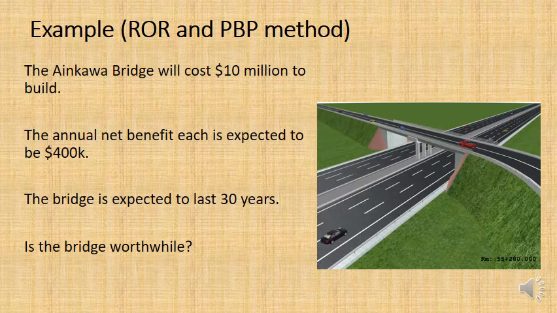So here's an example of the rate of return and the payback period method. We're looking at exactly the same example, the Ainkawa Bridge again. It's going to cost $10 million to build. The annual net benefit minus cost each year is expected to be $400,000. And the bridge is expected to last 30 years. You need to use the rate of return method now to determine if the bridge is worthwhile building.